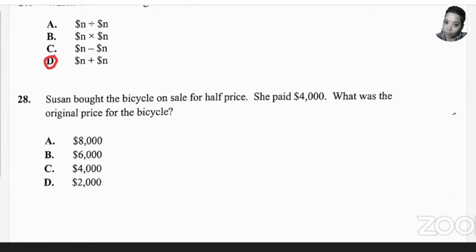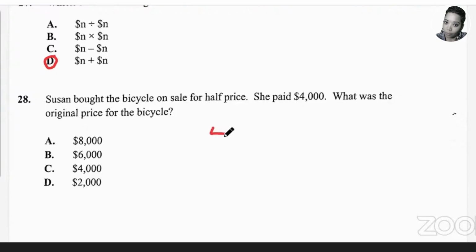Question 28. Susan bought the bicycle on sale for half price. She paid $4,000. What was the original price of the bicycle? Okay, so she paid half price, okay? So that means the price should have been double what she paid for it. So what's 2 times 4,000?